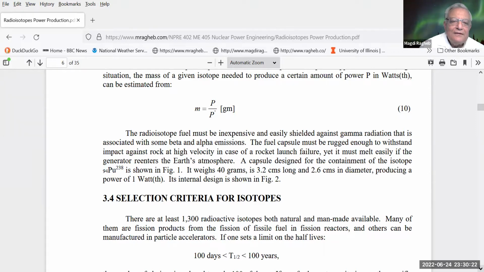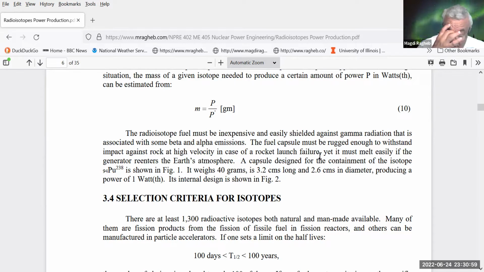feasible to use. And some isotopes like plutonium-238 emit gamma radiation, so you have to shield it if you are using it in a situation where personnel is around. Some gamma radiation is associated with some beta or negative electron and alpha emissions. Other design considerations: the fuel capsule must be rugged enough to withstand impact at high velocity in the case of a rocket launch failure. It also must withstand a possible fire in the case of launch failure.